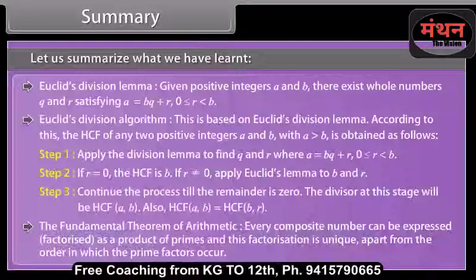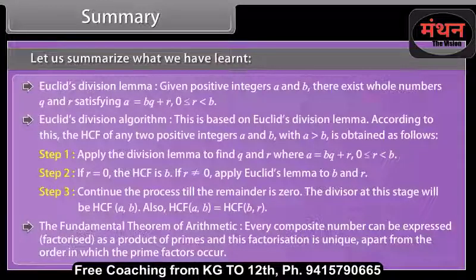The fundamental theorem of arithmetic. Every composite number can be expressed or factorized as a product of primes, and this factorization is unique apart from the order in which the prime factors occur.